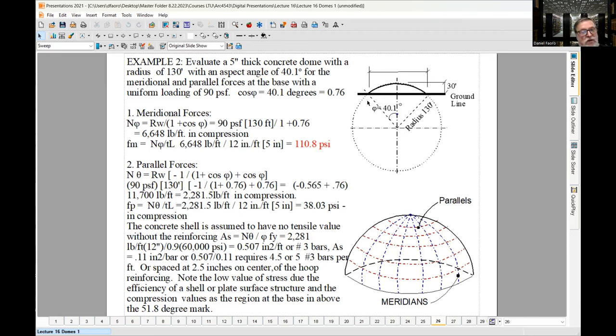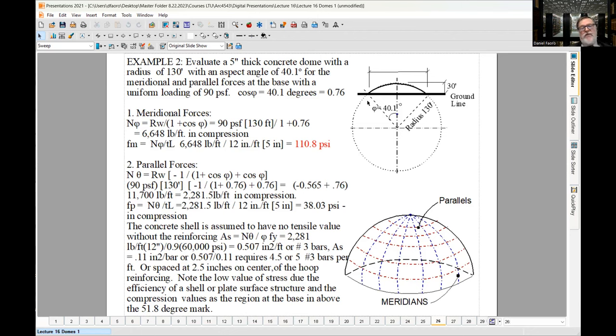All right, so our resulting stress from the 6,648 pound-feet divided by 12 inches. Remember we said that's a uniform slice. That's our uniform slice through the dome. And 5 inches for thickness means we've got 110.8 PSI.